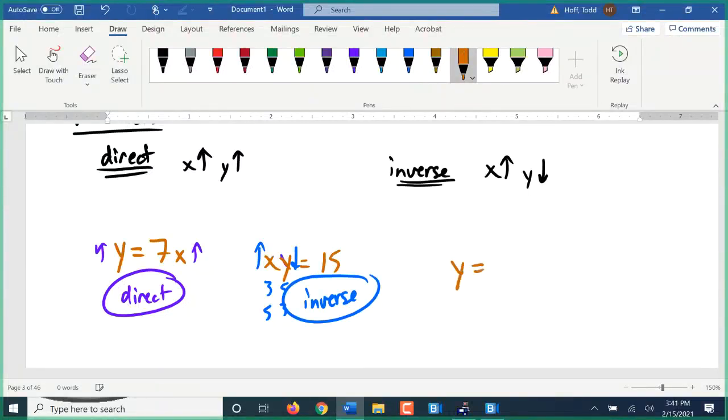Have y equals 24 over x. Pick any number that divides into 24. 6. So if x is 6, y would have to be what? 4. Pick any other number that divides into 24. 8. If x is 8, y would have to be 3. X got bigger, what happened to y? Got smaller, so this is inverse.